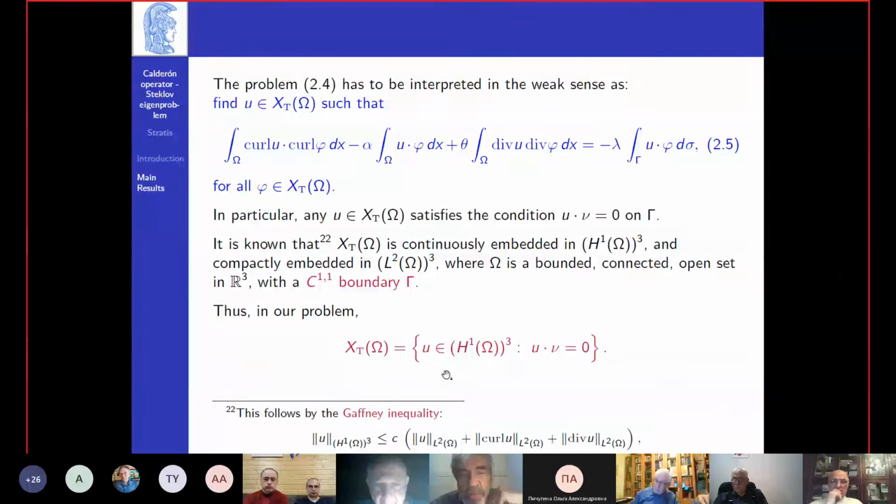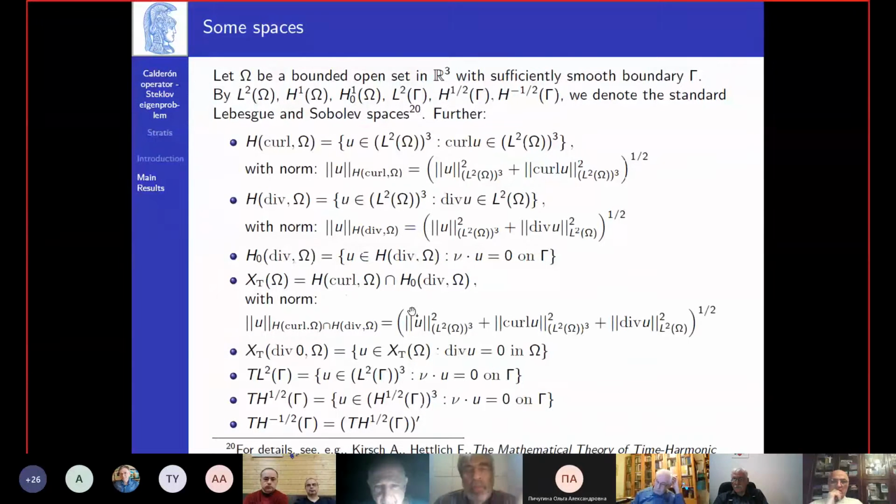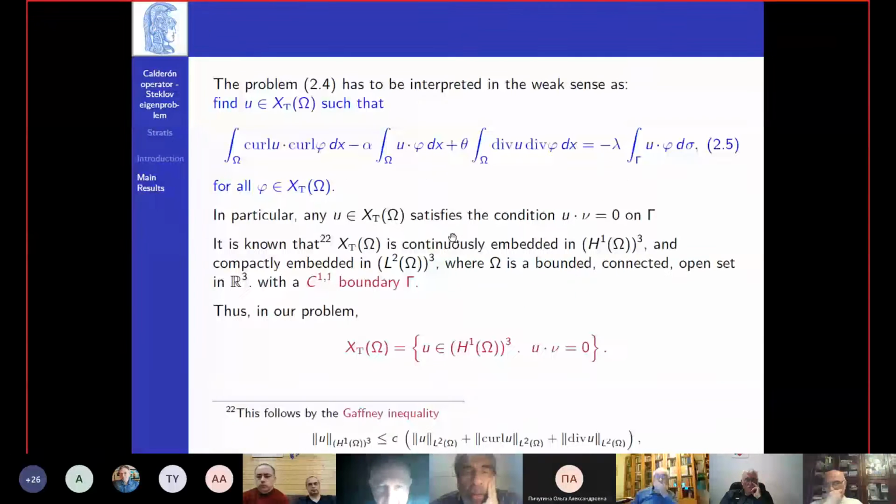As I said here, the initial definition, for smooth but not necessarily C11 boundaries, is this one. So we have fields that are in L2 with the curl and the div in L2, and with this boundary condition. Now, in the case of C11, this space becomes the space of fields in H1, with the same boundary condition. H without super indices, H of omega, is the last, fourth term in this direct sum.